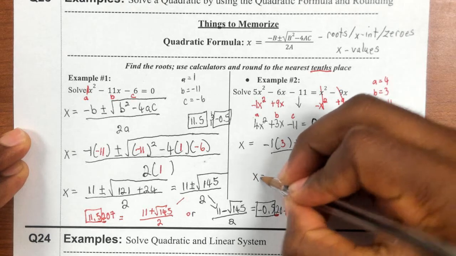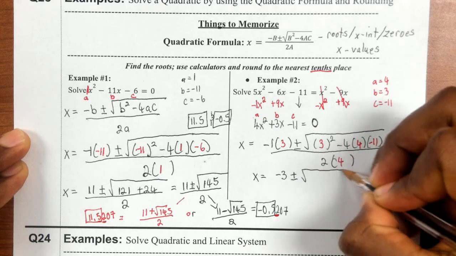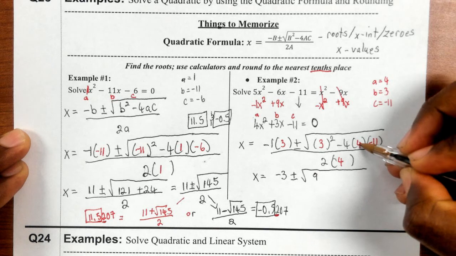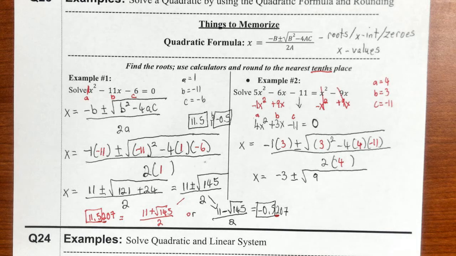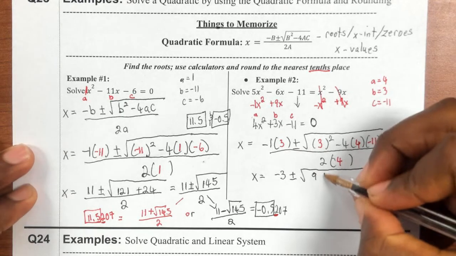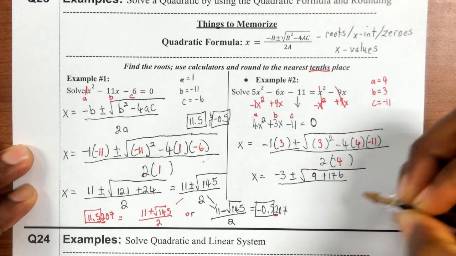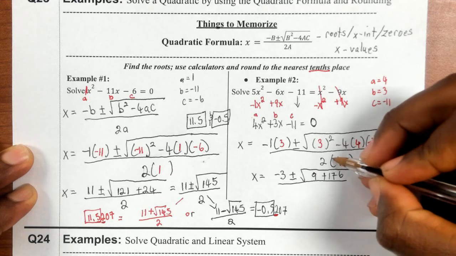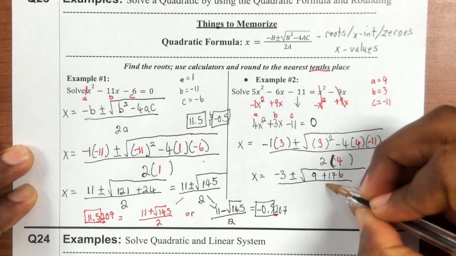So we're going to have x is equal to negative 1 times 3 is negative 3, plus or minus the square root of 3 squared is 9, negative 4 times 4 is negative 16, and negative 16 times negative 11, I believe, is positive 176. All over 2 multiplied by negative 4. Oh, that's not a negative 4 because, again, our a is positive 4. You see how this helped us? So 2 times positive 4 is 8.